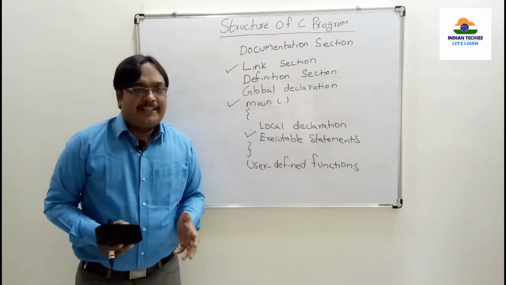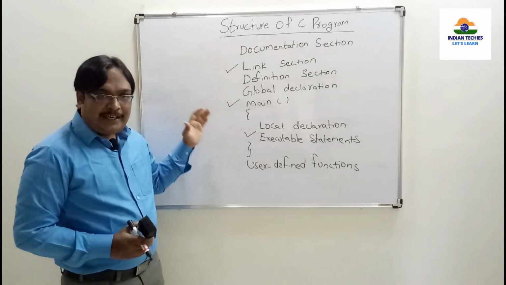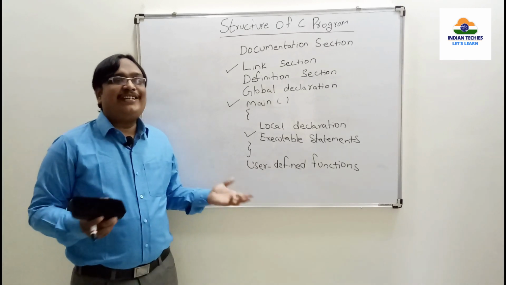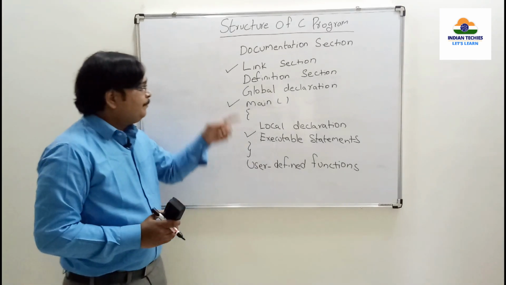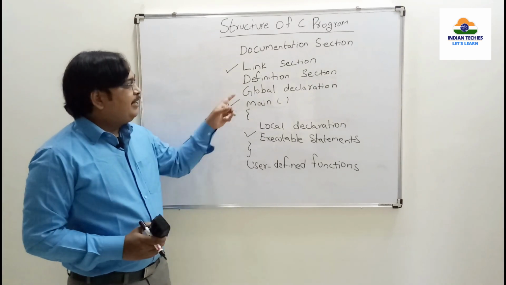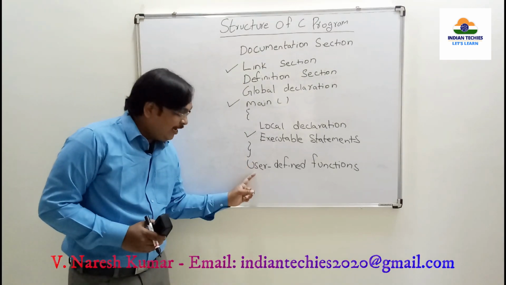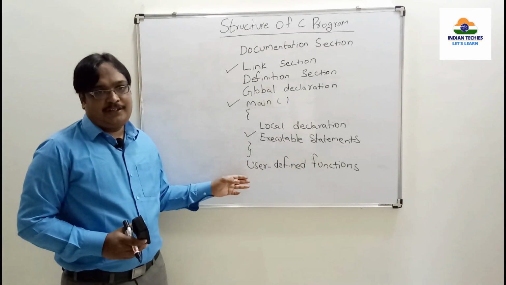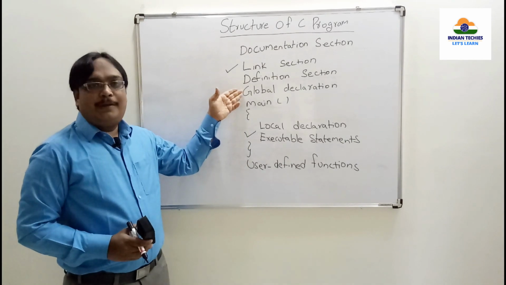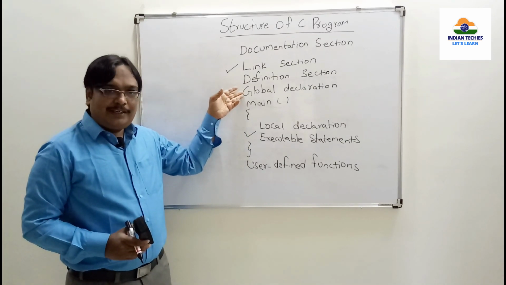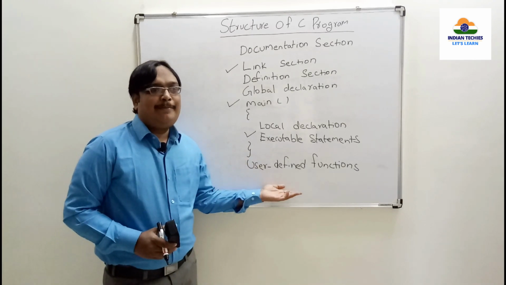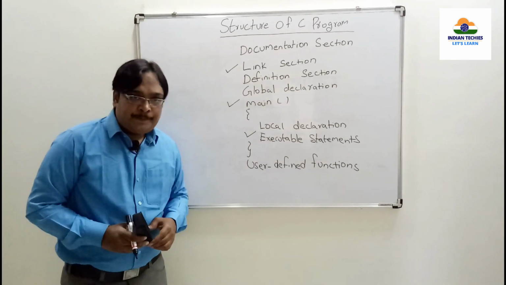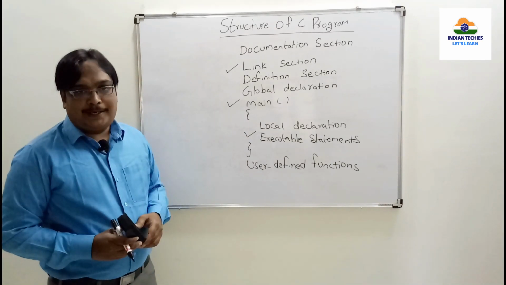See, global generally means world. But for C, the program is the world. So throughout this program, you can use it anywhere. That is the meaning of global declaration. This is also optional. Generally, we use global declaration whenever we have the concept of user defined functions. If you don't have user defined functions, there is no necessity of using global declaration. We use it mostly when we have many user defined functions. That is about global declaration. These are the four parts.